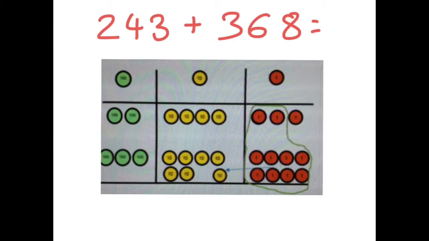Here's the question: 243 add 368. Let's have a look at how we do that using the column addition and the counters on your table.